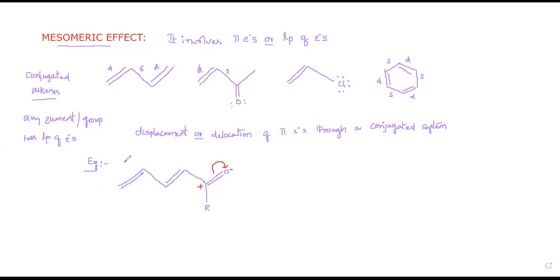As there is conjugation involved, like in resonance, this pi bond has the ability to shift to this side. If the pi bond is shifted here, the double bond comes here, and it loses the positive charge, then this carbon gets the positive charge. Once again, if this double bond shifts here, finally the positive charge comes here.